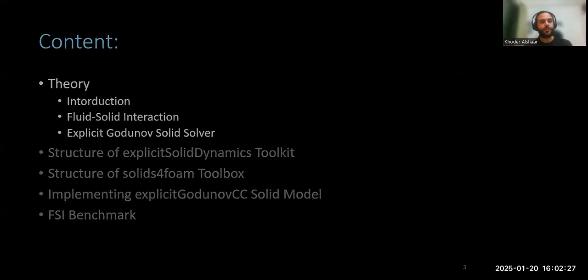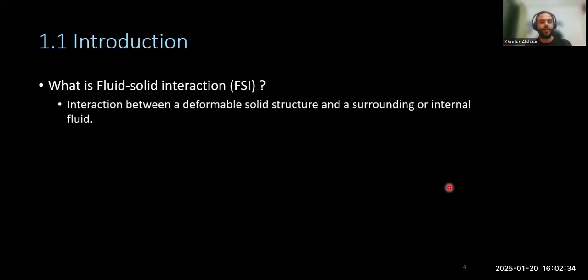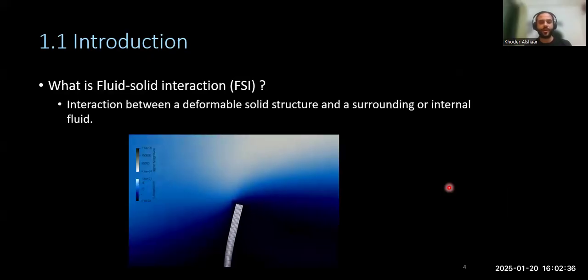So for the theory part, what is fluid-solid interaction, FSI in short? It's the domain where we have the interaction between fluid and solid. It could be a surrounding fluid or internal fluid to the structure. And here in the slide, you can see the test case that I will be solving at the end of this presentation, where we see a flexible pile in cross flow.